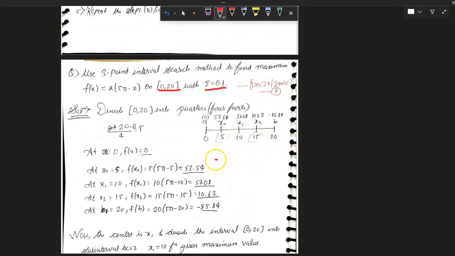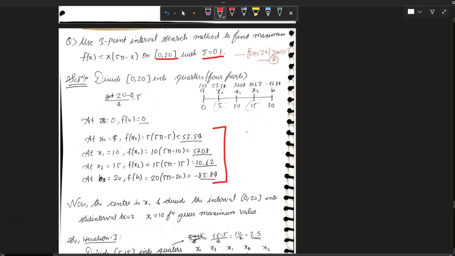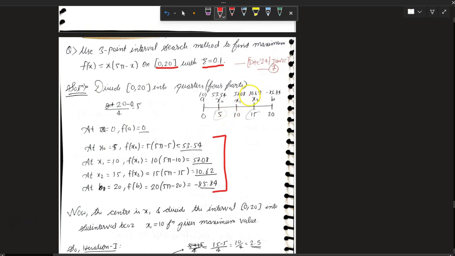You will calculate the function values. After calculating the function values, write them on this line, and you will see the maximum point here. What is the maximum point? The maximum point here is 57.08 at x equal to 10. So x1 is equal to 10, and you will get 57.08.